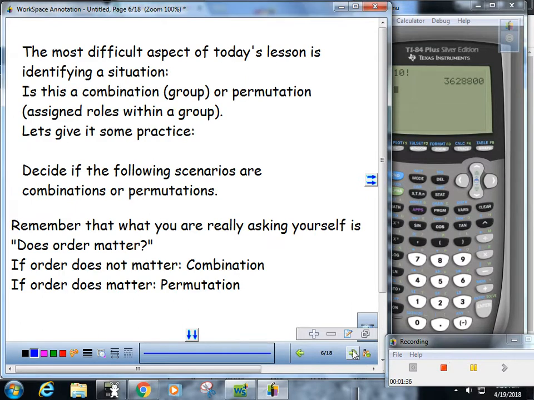As we stated, this is the hardest part, figuring out whether or not it's a combination or a permutation. Okay? And what you're really going to ask yourself is, does the order matter? Is the order that these things are selected matter? If the order does matter, then it's a permutation. Okay? If the order does not matter, then it's a combination. So if you're watching this video in my class, I'd advise you to pause the video at this point and write down maybe these notes right here. Okay?